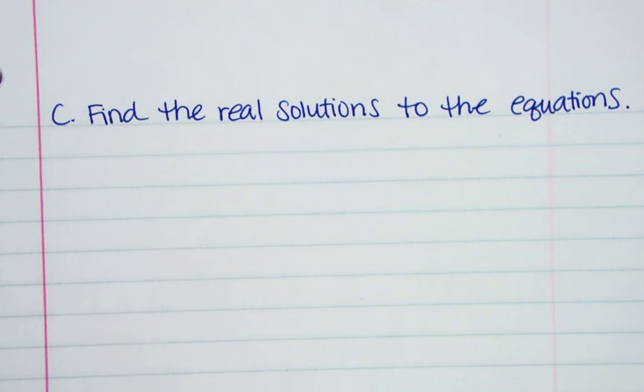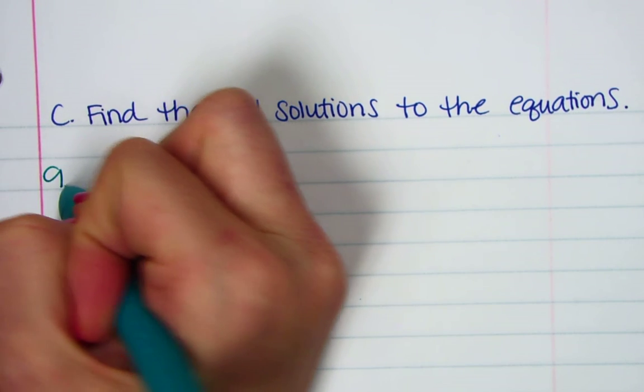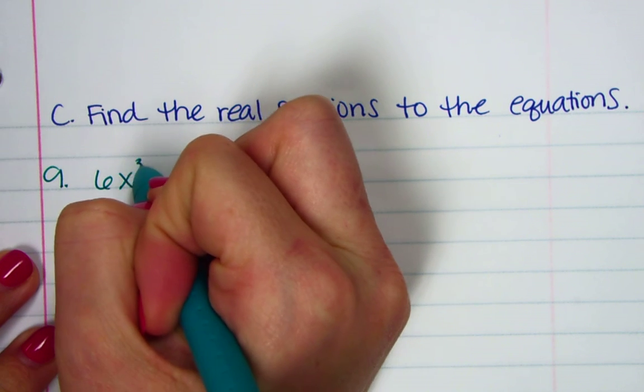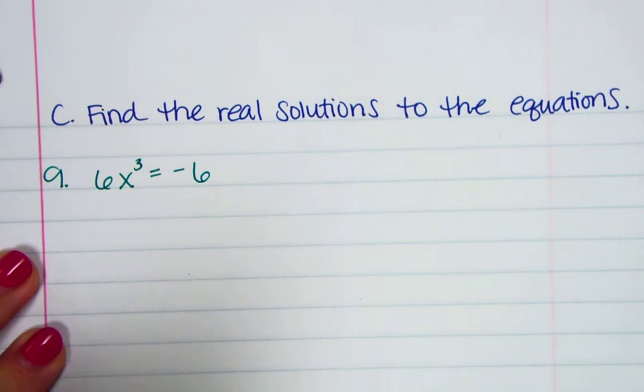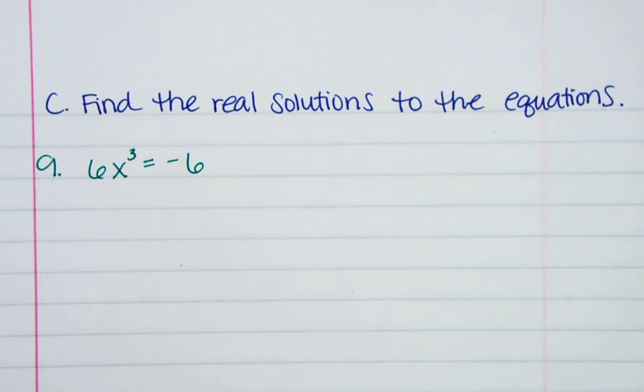All right. Number 9. 6x cubed equals negative 6. Okay, again, most of this will be stuff that we've already done. Only one thing is going to be something that we kind of learned today, and it's not even that hard. All right, we're solving. Now, this has a variable that we want to find.